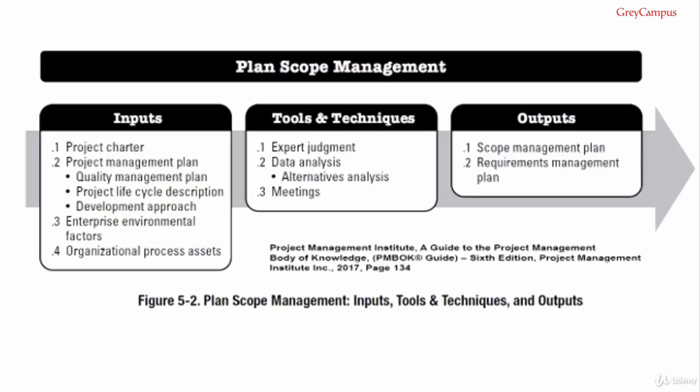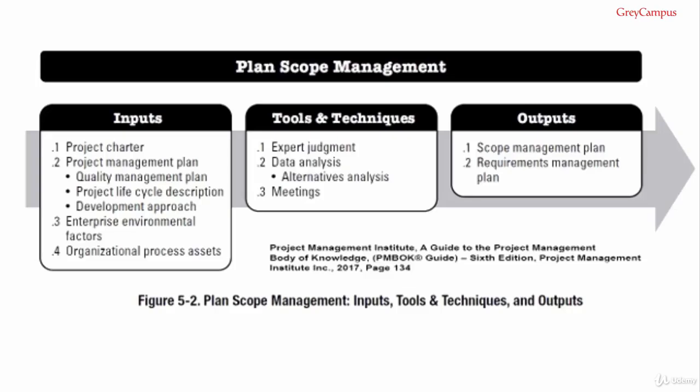And you need to analyse alternatives for collecting requirements, elaborating the project scope and product scope, creating the products, validating the scope, which means checking the finished product against the scope statement, and controlling the scope, which largely means managing changes to the scope. Number 3, meetings. This is our final tool and technique, and with meetings, there's nothing really special about this. It's just the project manager and members of the project team and other stakeholders meeting together to discuss the scope management plan.